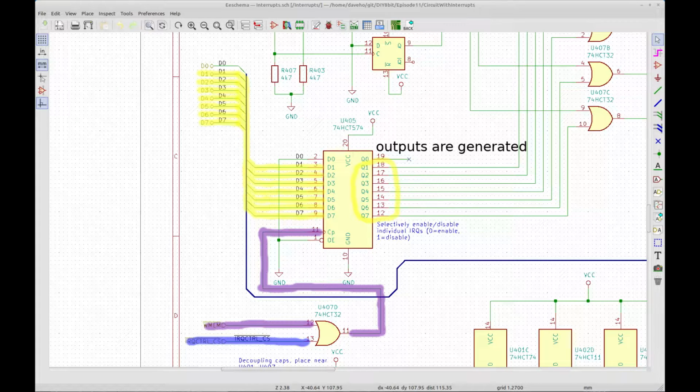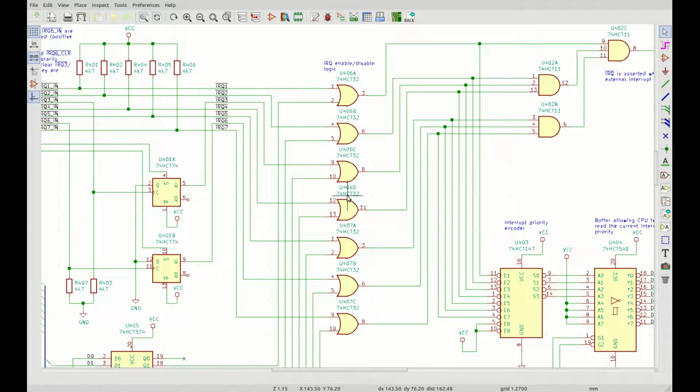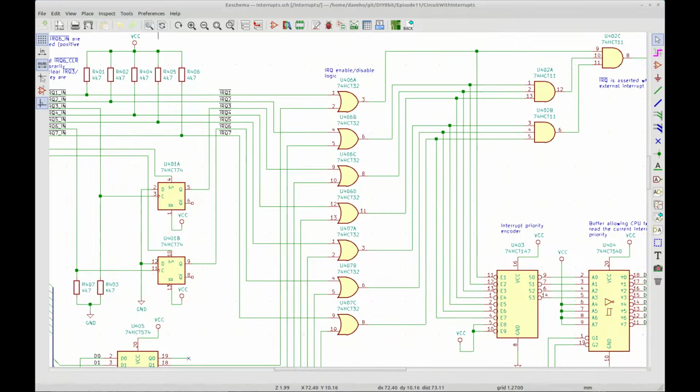The mask register's outputs will now be identical to the data values written to the register. Next, let's talk about the EnableDisable logic. The purpose of the EnableDisable logic is simple. Allow unmasked interrupt request signals to trigger a CPU interrupt and prevent masked interrupt request signals from triggering a CPU interrupt. The EnableDisable logic consists of 7 OR gates in two 748CT32 devices.